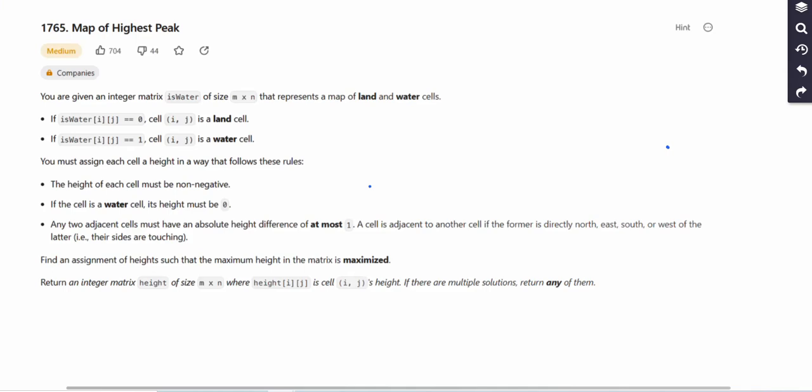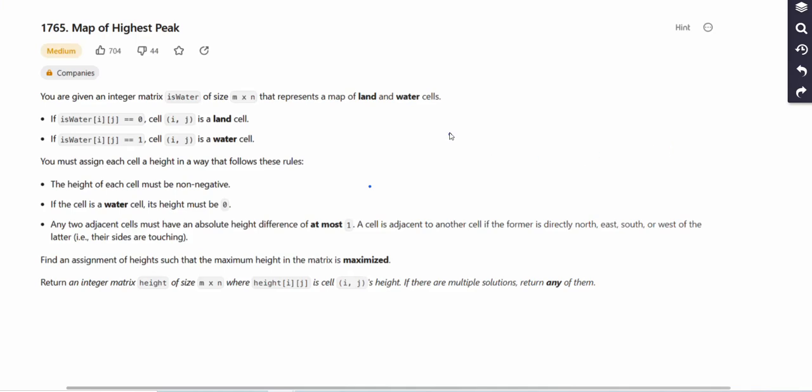So we have to return a matrix of the same dimensions m cross n, where each cell of the answer matrix represents the height for that cell, such that the height of each cell must be non-negative. This is the first rule. The second rule is that if the cell is a water cell, then its height must be 0. And the third rule is that any two adjacent cells must have an absolute height difference of at most 1. We can't have an absolute difference between the heights of two adjacent cells greater than 1.